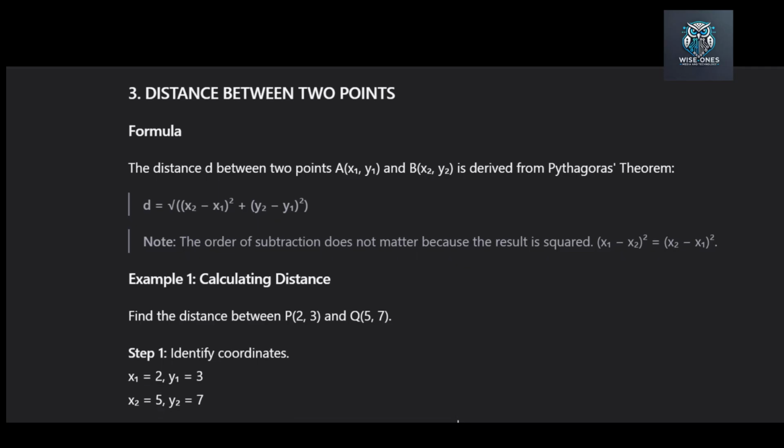Formula for distance d between 2 points A, open bracket x1, comma y1 close bracket, and B, open bracket x2, comma y2 close bracket is d equals the square root of open bracket, x2 minus x1, close bracket squared plus open bracket, y2 minus y1, close bracket squared, close bracket.